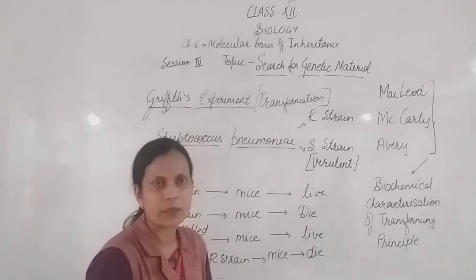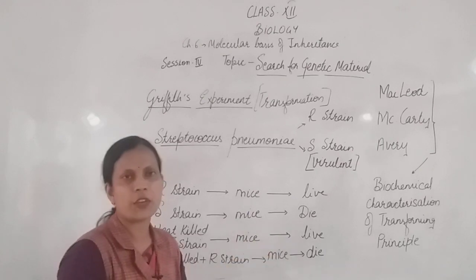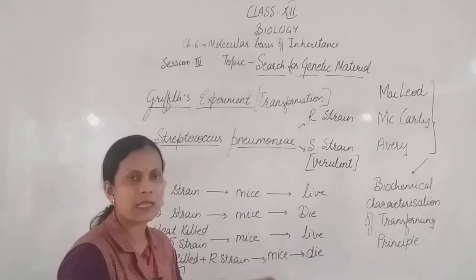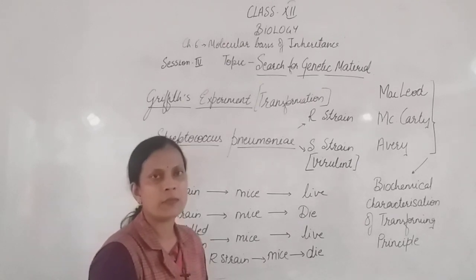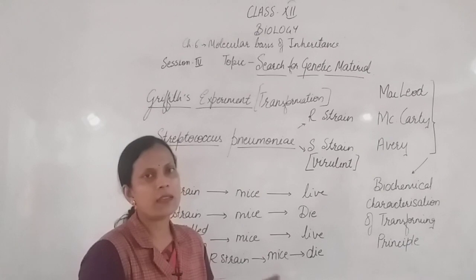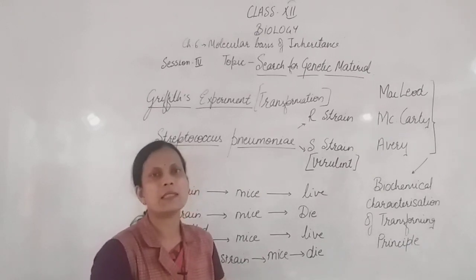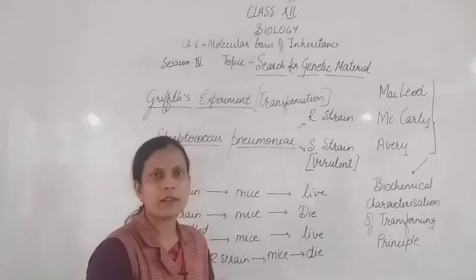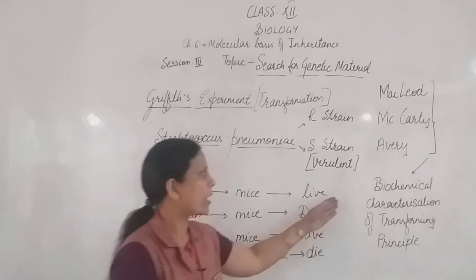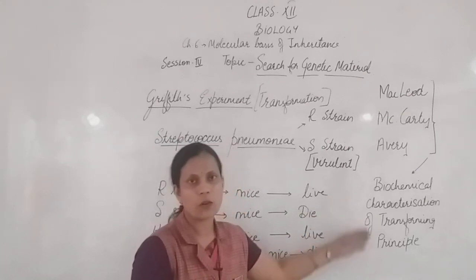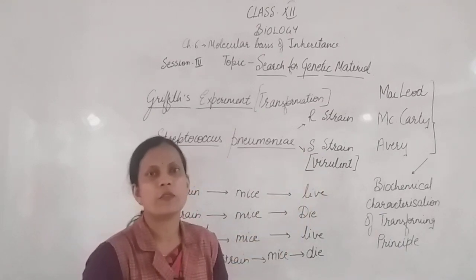How did they conclude this? They first used the protease enzyme, and they found that the infection was still there. They used RNase enzyme and again found that infection was there. And thirdly, they used DNase, the enzyme that degrades DNA, and they found that infection could not take place. So they concluded that DNA is the transforming principle that transformed the R strain to the S strain. Thus the credit of biochemical characterization of the transforming principle goes to these three scientists, and the work now concentrated on the study of DNA.